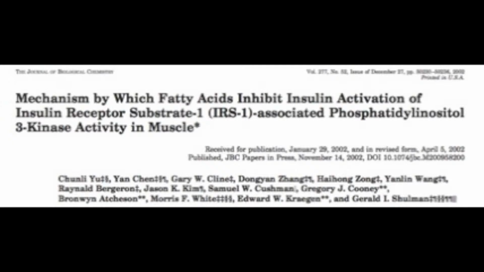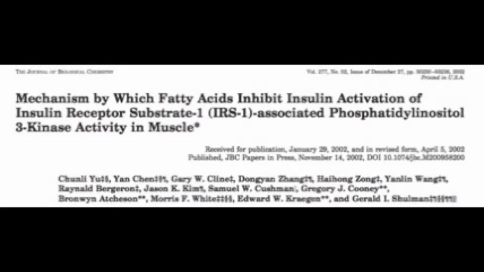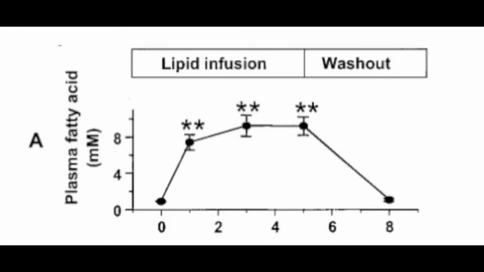To determine if our hypothesis is plausible, we looked at a study by Yu and colleagues. The purpose of the study was to explore the possible roles of different intracellular fatty acid metabolites, such as fatty acyl-CoA, DAGs, ceramides, and triglycerides, in mediating fatty acid-induced insulin resistance in skeletal muscle. In order to test the effect of these fatty acid metabolites, male Wistar rats were matched in weight and then randomly allocated into 5 different lipid infusion groups after an overnight fast. Blood free fatty acid concentration increased rapidly following the lipid infusion and remained constant until the saline washout period. At the end of the infusions, rat muscle samples were taken and frozen.